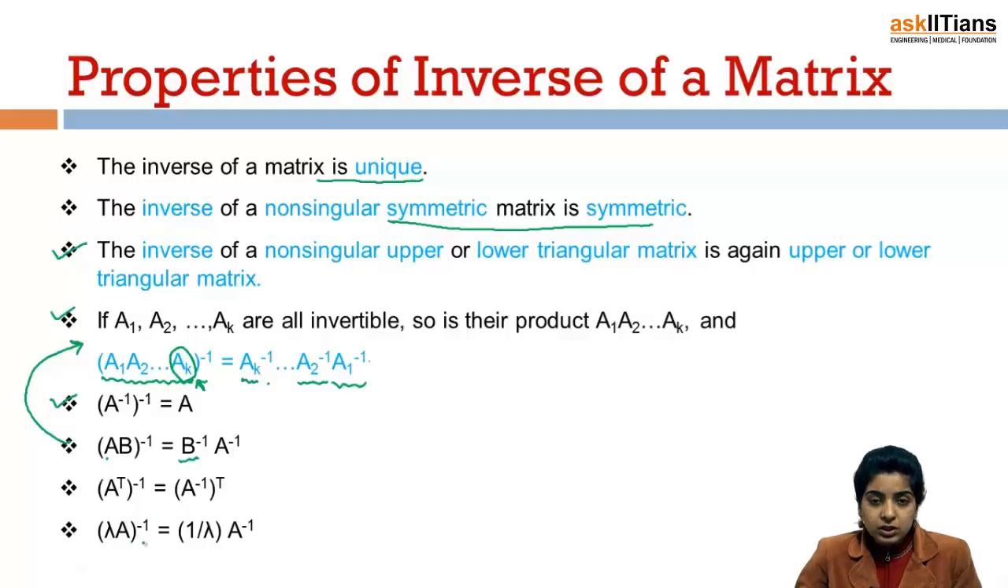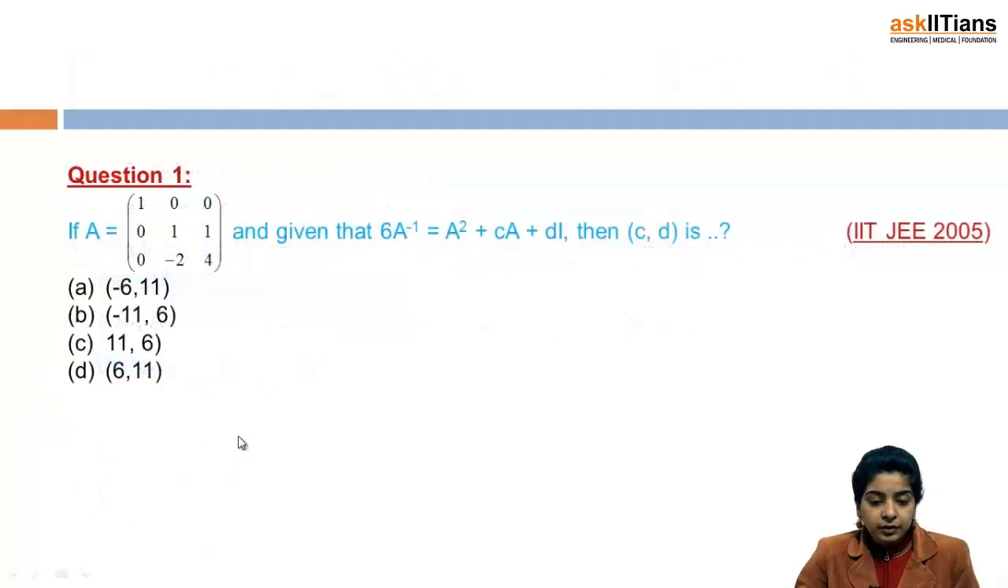Lambda A inverse is equal to, now see, lambda is a scalar. When we take it out, lambda inverse is 1 by lambda, just the reciprocal, right? Into A inverse.